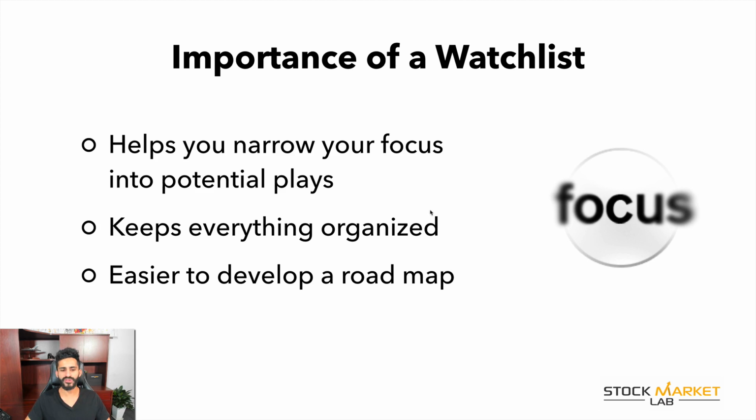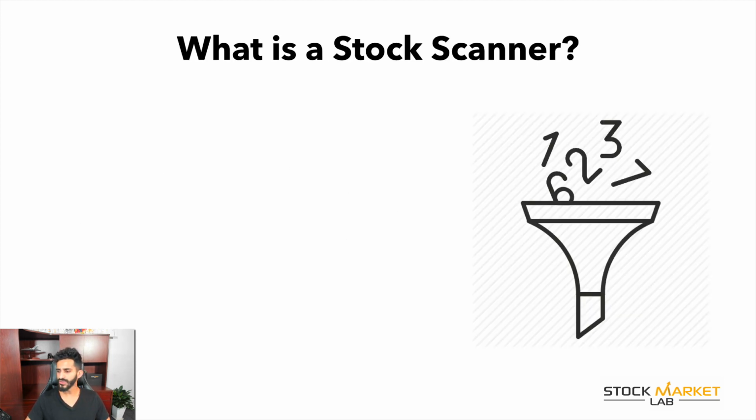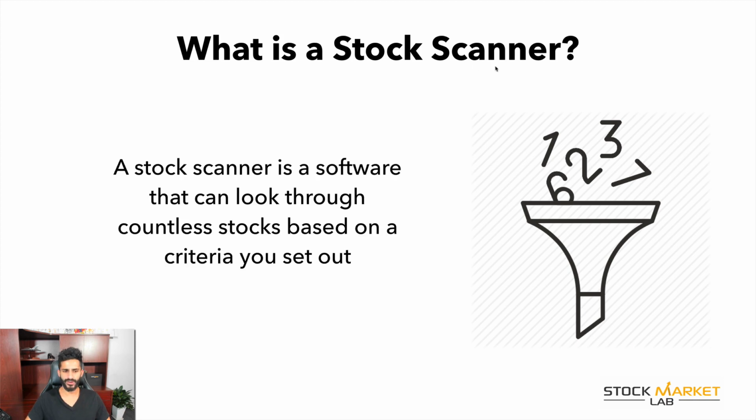Now, how do we find our stocks, right? So cool, there's 15,000 stocks, I got it. How do I find the stocks that I want based on a criteria? We find it through something called a stock scanner. So we use something called a scanner. So we scan for stocks. What is a scanner? A stock scanner is a software that can look through countless stocks based on a criteria you set out.